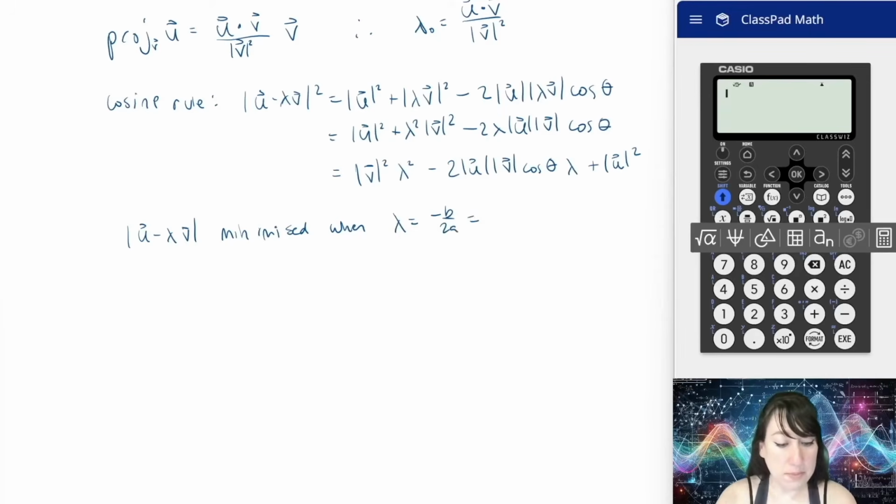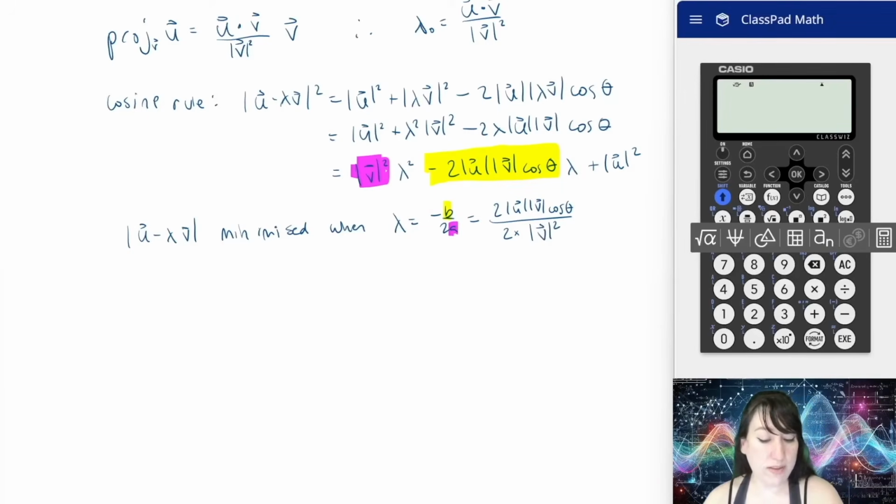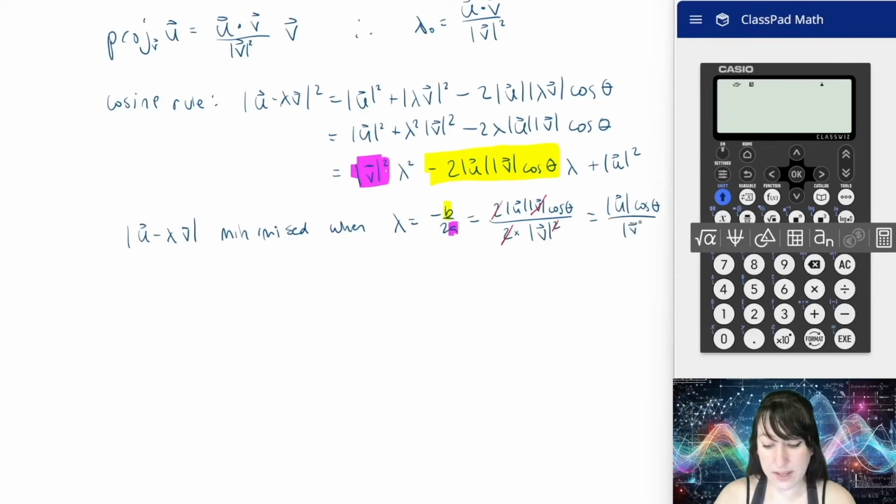In this case, the b is all of this. The negatives cancel. And a is this here. Now, one of the v lengths will cancel. The 2's will cancel as well. So that's just length of u times cosine theta over length of v.